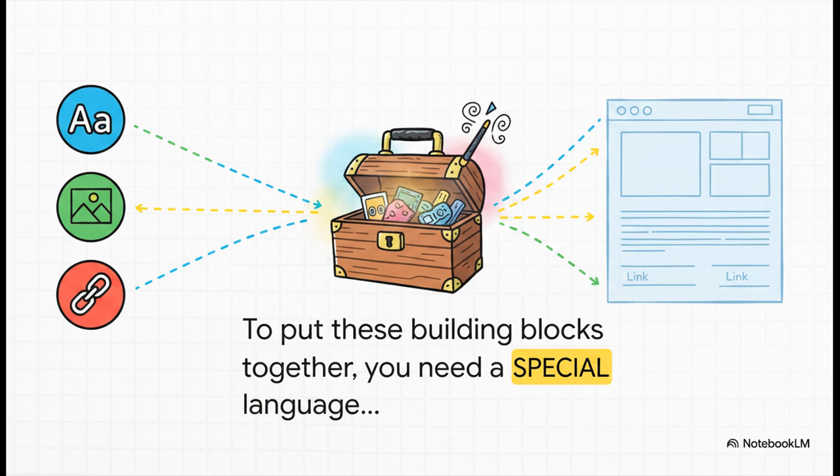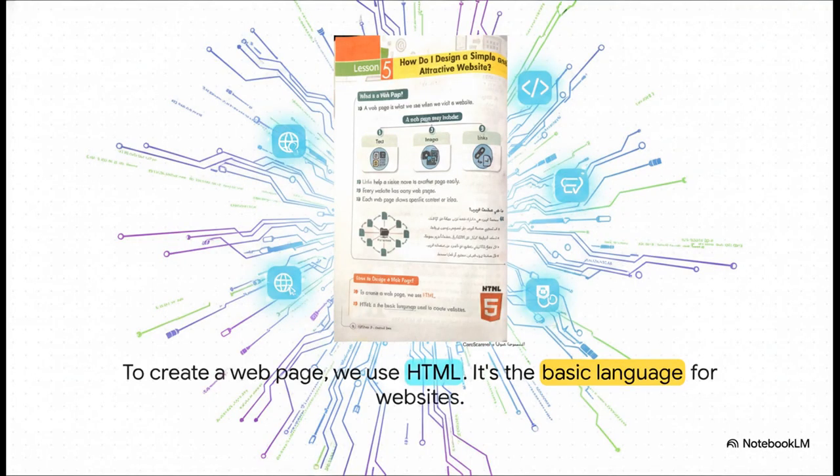Okay, so we've got our blocks. How do we actually arrange them on that digital canvas? Well, to do that, you need to speak the language of the web. It takes a special kind of tool to give your content structure. And that language is called HTML. And what's wild is that this one simple language is the backbone of almost every single website you have ever visited. It's the magic code that turns your ideas into a real, working web page.